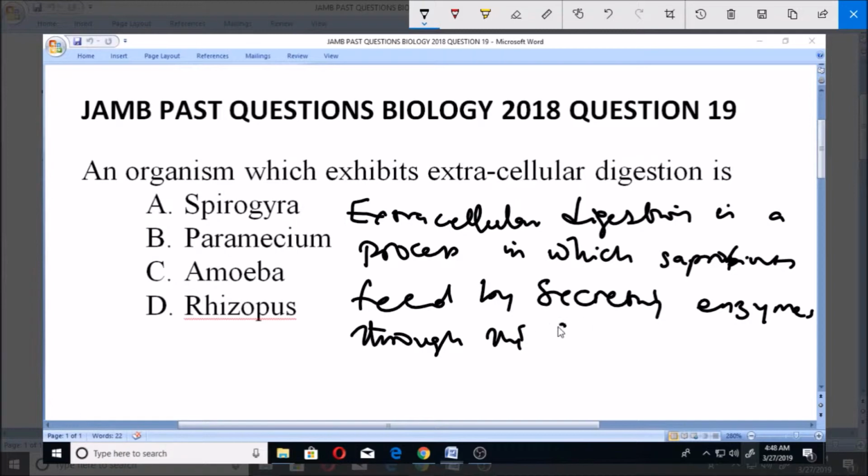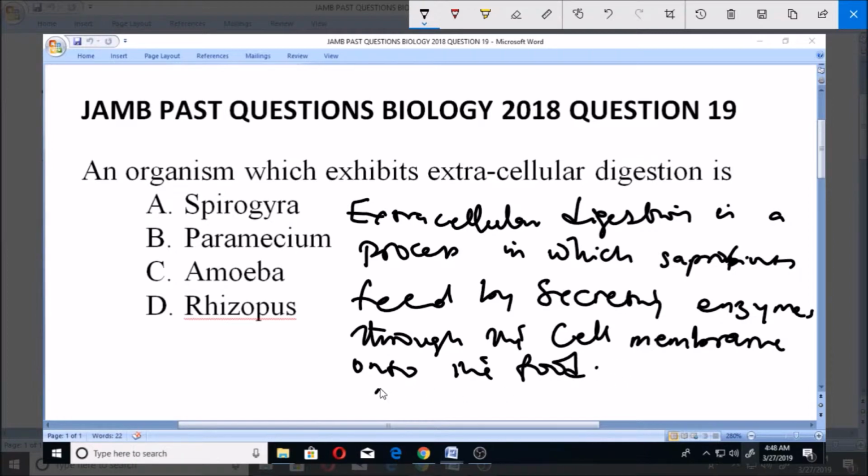through the cell membrane. So whenever you have that kind of digestion that is done by secreting enzymes through the cell membrane onto the food, we call it extracellular digestion. So that is how it happens. The enzymes catalyze the digestion of the food into molecules small enough to be taken up by passive diffusion, transport, or phagocytosis. You understand?